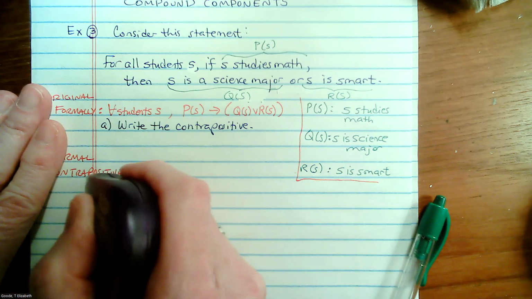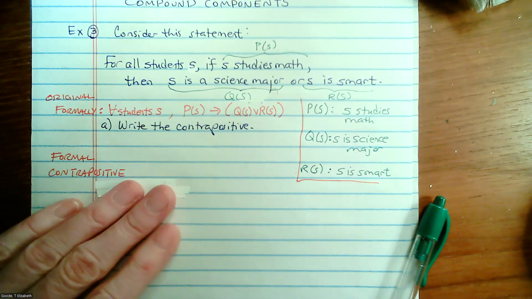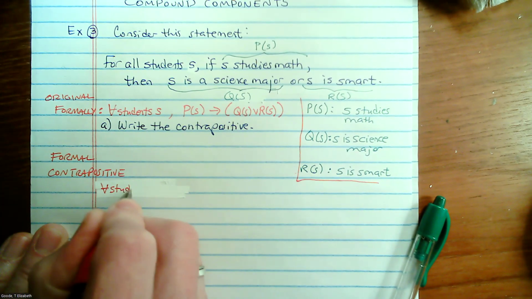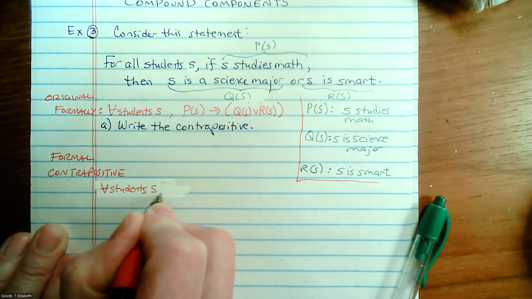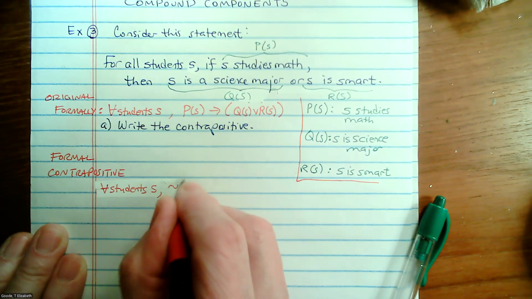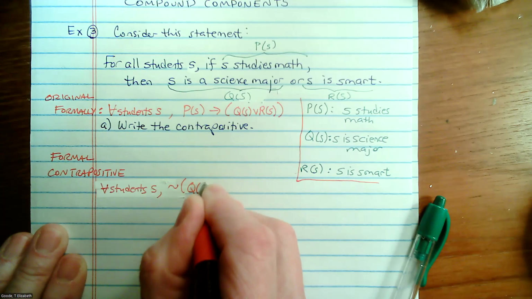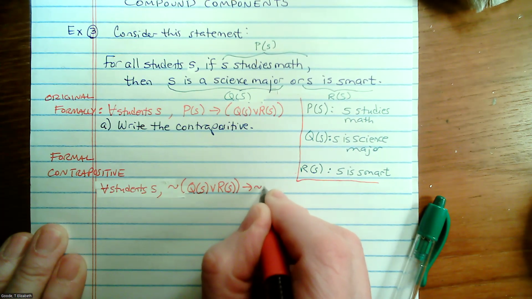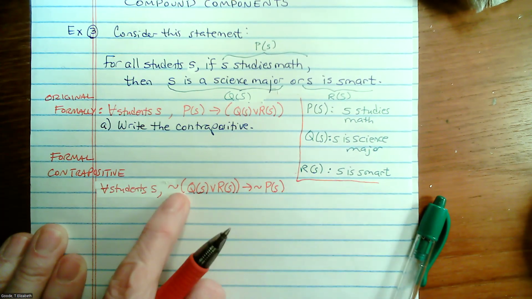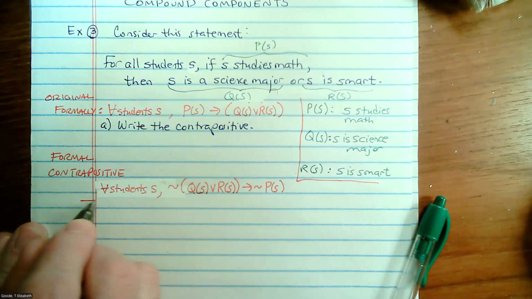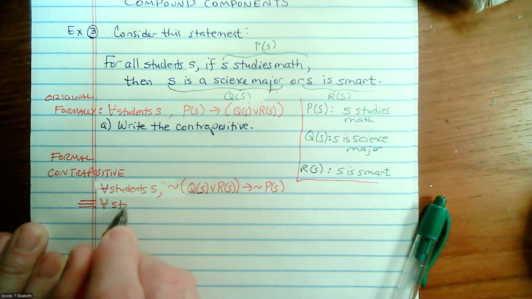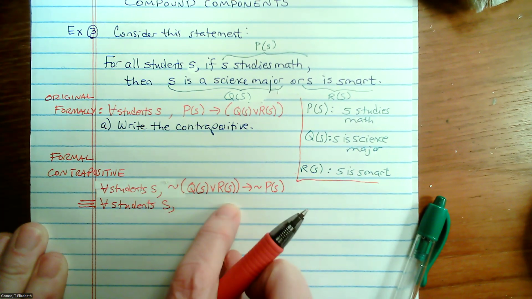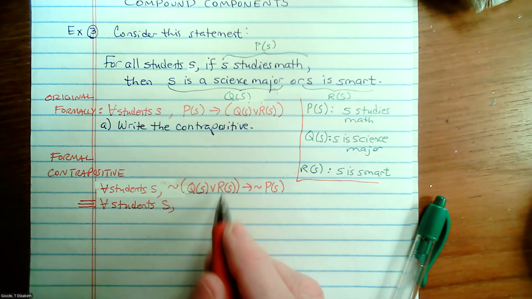In fact, I want to do this in red. Why don't we do it in steps? For all students S, if it's not true that Q of S or R of S, then it's not true that P of S, right? You're doing great. You already are distributing the not across here.